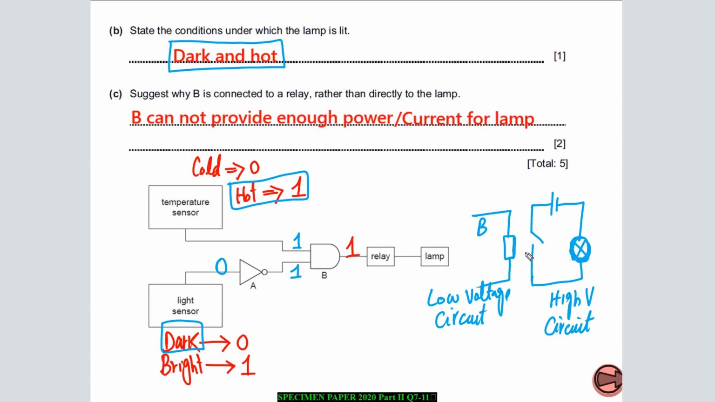So we use relay. So relay will switch on the other circuit, means relay will switch on the high voltage circuit. So that is the simple reason, and this is the purpose of relay. This is how we can answer part C.